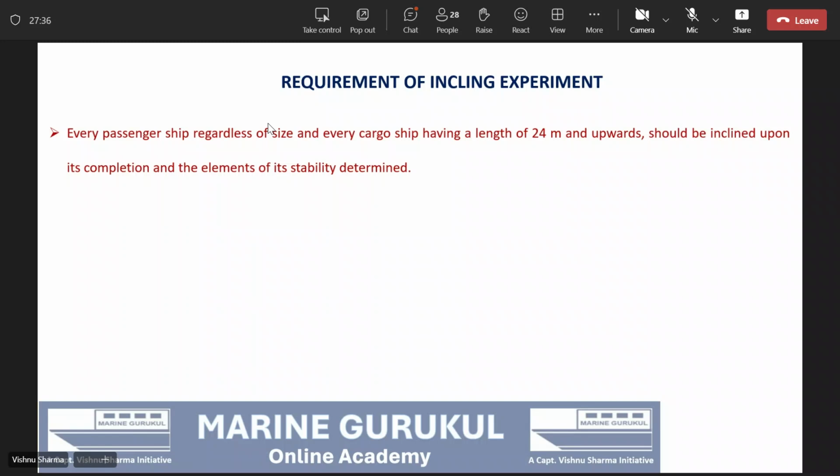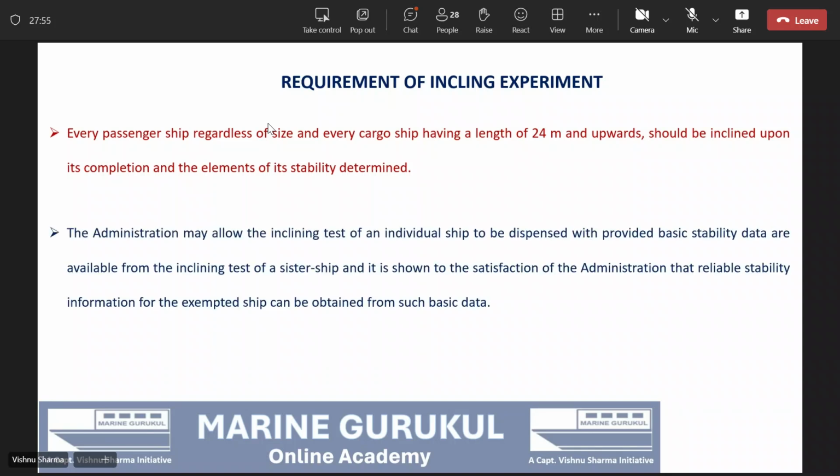So when you read this line, that means there are no exceptions. Yes, to everything there are exceptions. This is by and large: every passenger ship, regardless of its size, and every cargo ship of 24 meters or more in length must be inclined when it is complete or nearly complete, so that the elements of stability, that is the KG, can be determined. But of course, there are some exceptions.